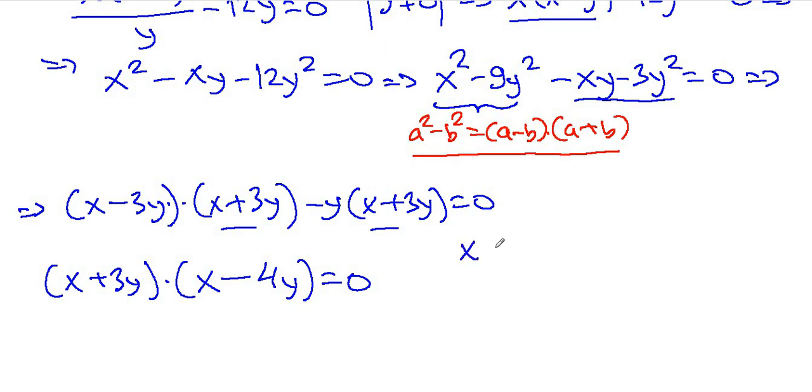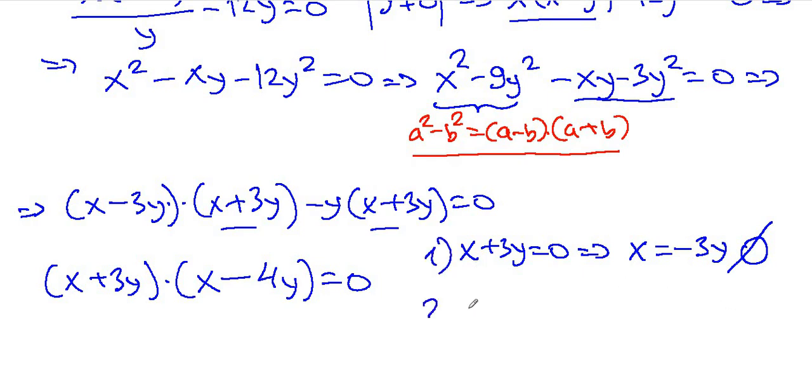So therefore x plus 3y is equal to 0, and here if you solve for x, then I'll get x equal to minus 3y. Since again we are looking for all positive real solutions of x and y, but as you can see the coefficient of y is negative, so therefore there is no solution in positive real numbers. Then the second one is x minus 4y is equal to 0, and here if I solve for x, then I'll get x equal to 4y.